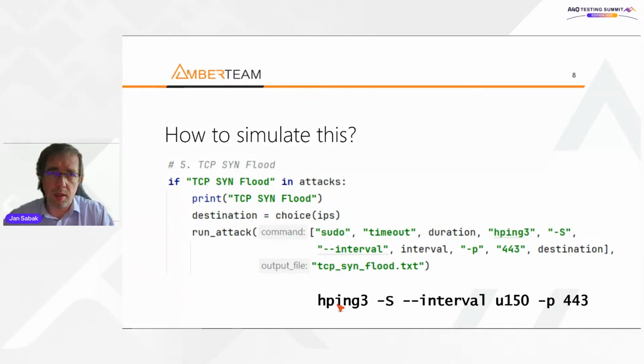So HPing3 is a tool to simulate UDP and TCP network throughput. Here at the end of this slide, you can see the command line you can issue from your keyboard. So it's hping3. -S means SYN, because it's a SYN flag, simulating a SYN flag attack. So the SYN flag is raised and the interval is 150 microseconds.